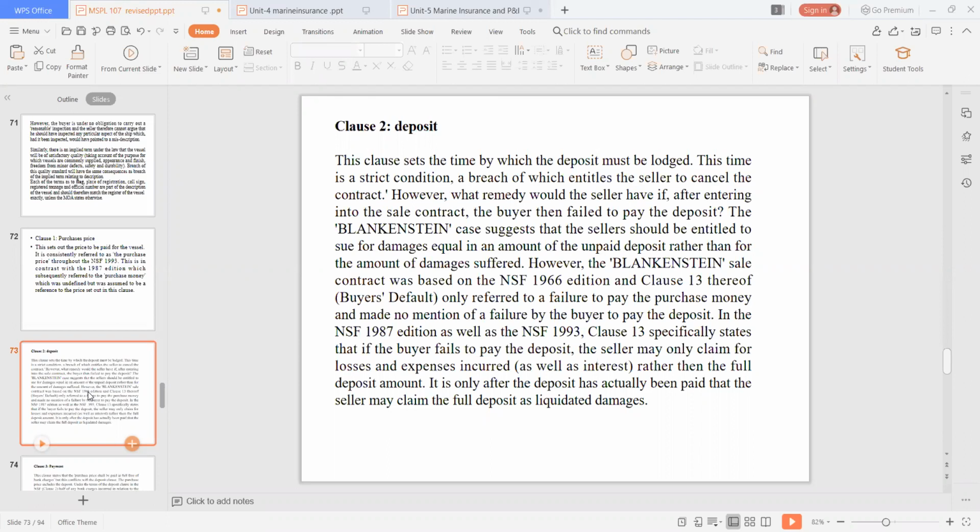Clause 2 means deposit. Kindly note it down. Clause 1 is purchase price. So kindly note down this.